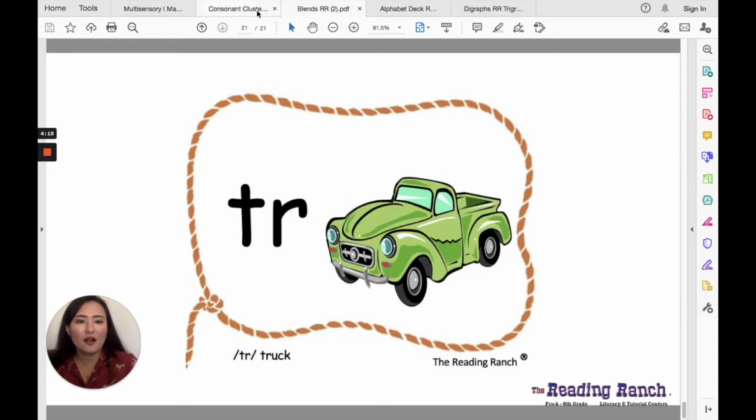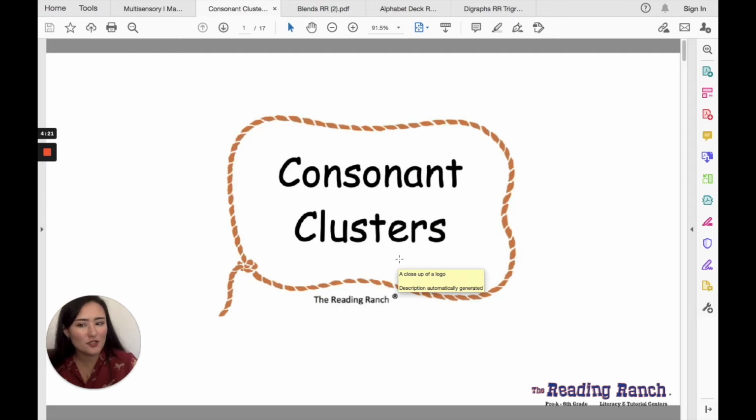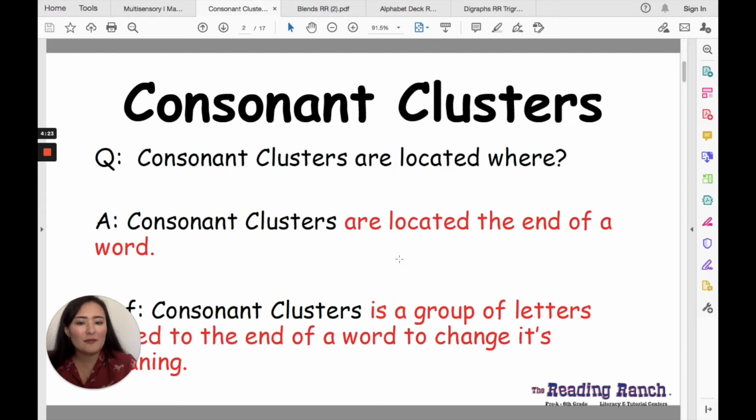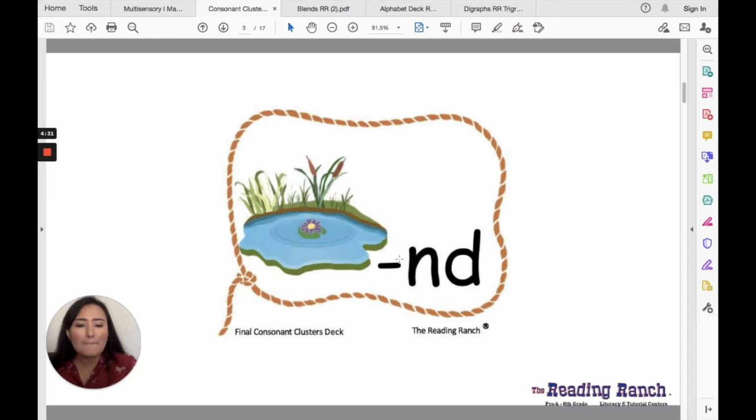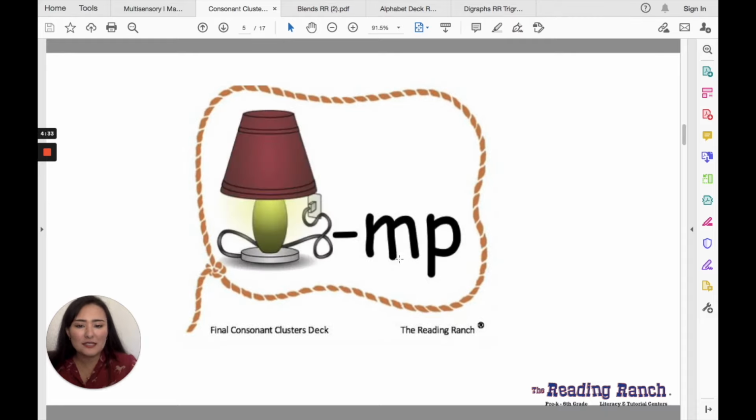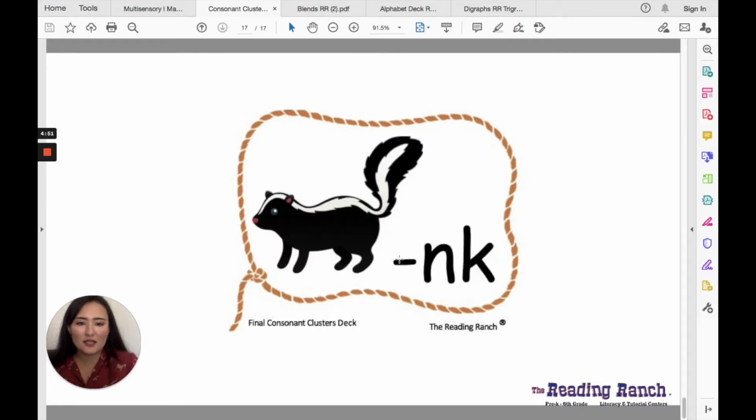Okay, now we're going to do our consonant clusters. Do you remember what consonant clusters are? An easy way to remember it is they're the same as blends, but they come at the end, right? So it's two letters that make two sounds at the end of words. Pond, tent, lamp, skunk. Awesome.